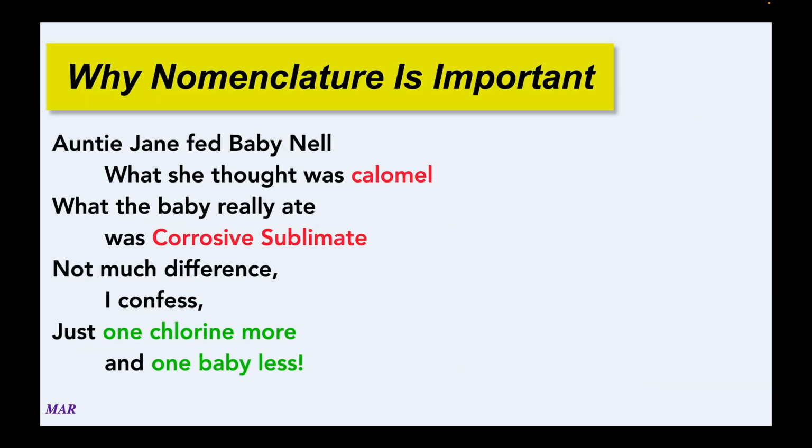So why is nomenclature important? Arguably, it's the most important of all, because adding or subtracting a single atom can make a huge difference in what's happening. So this is a really old poem. Auntie Jane fed baby Nell what she thought was calomel. What the baby really ate was corrosive sublimate. Not much difference, I confess, just 1 chlorine more and 1 baby less.